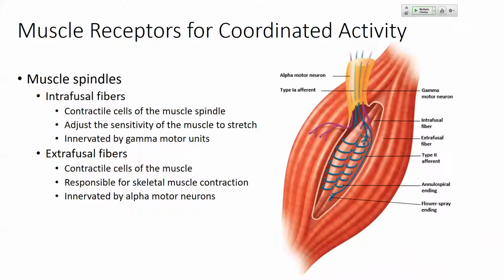Whereas the extrafusal fibers, these are the typical muscle fibers of that muscle belly. Okay, so they're not specialized in any way. They're not associated with the afferent fibers that the intrafusal part of the muscle is associated with, but they're just the regular, normal muscle fibers. Their job is to contract, but they're innervated by a different type of motor neuron, alpha motor neuron. Okay, so that's just your regular old muscle fibers.